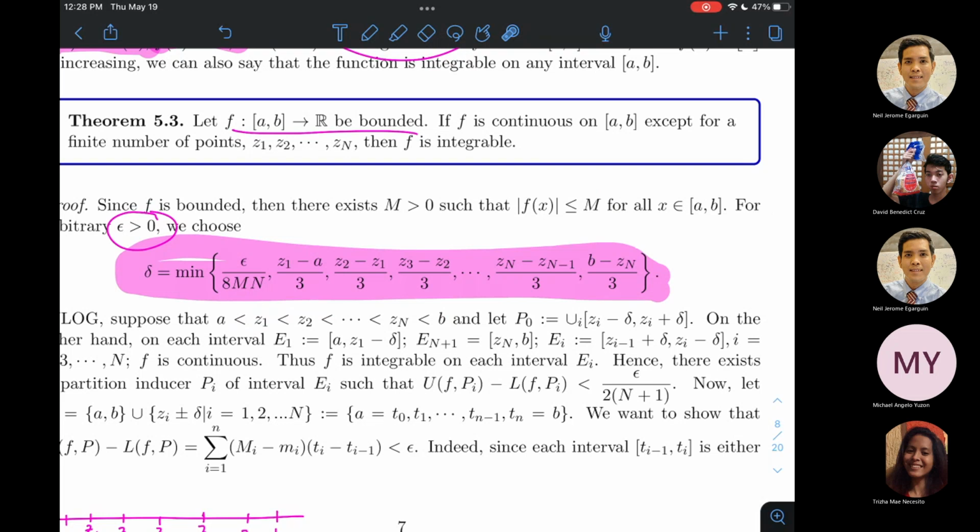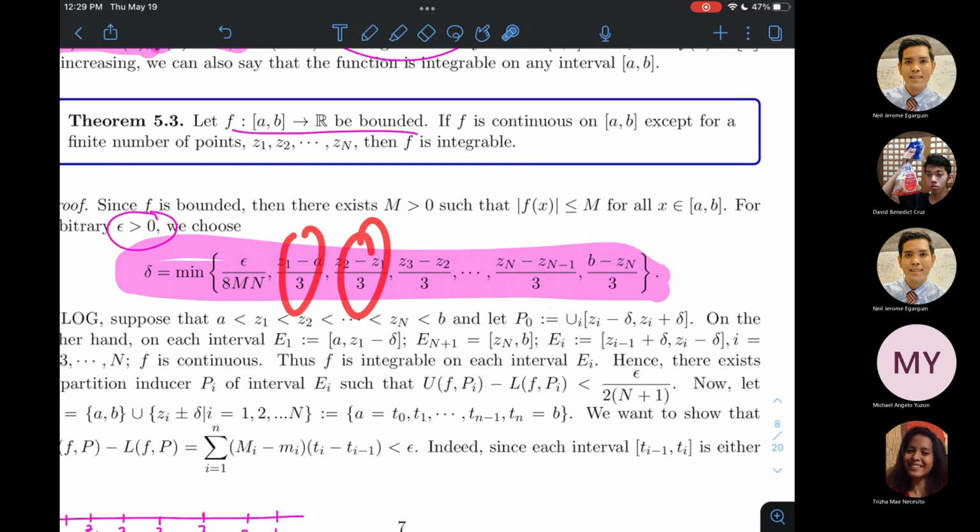Okay? So, ang idea ay bakit ko siya kukunin na yung delta dapat ay mas maliit sa epsilon over 8MN. Makikita niyo mamaya kasi magkakaroon ng multiplication by something involving MN, gusto ko sila ay makansel. Okay? Tapos, bakit to kasama? Bakit kukunin ko pa yung minimum among these guys? Kasi yung numerators ng mga to, sila yung nagsasabi gaano kalayo yung isang point of discontinuity from either another point of discontinuity or dun sa endpoints. Tapos kukunin ko yung 1/3 noon.